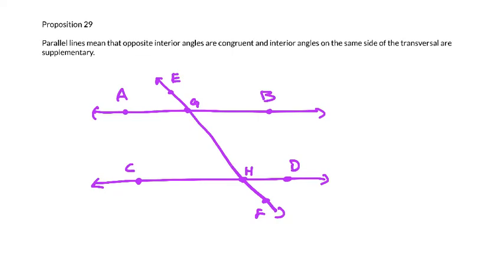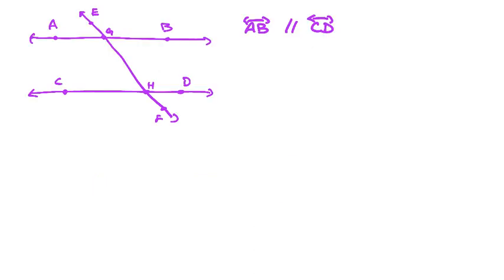Welcome everybody to Euclid's proposition number 29, where now we're doing the converse of proposition 28, where we have, in this case, parallel lines mean that opposite interior angles are going to be congruent, and interior angles on the same side of the transversal are also going to be supplementary. So we begin with the assumption that line AB is going to be parallel to line CD.